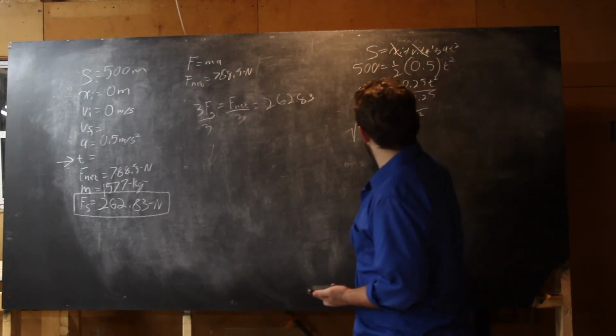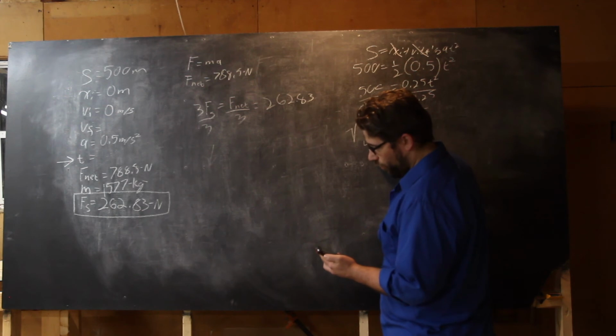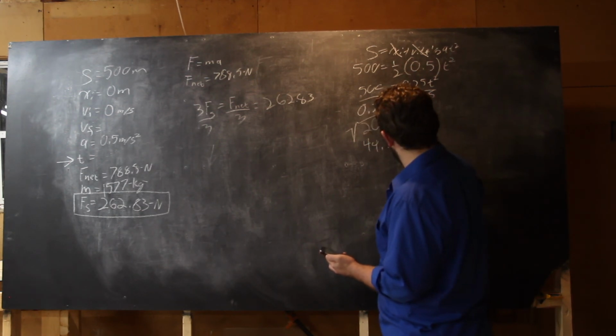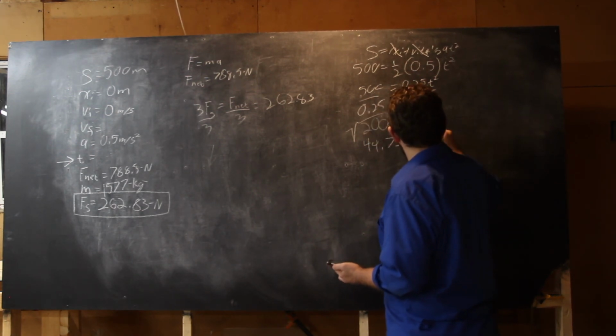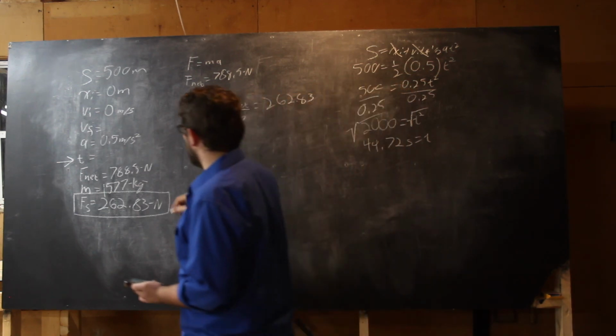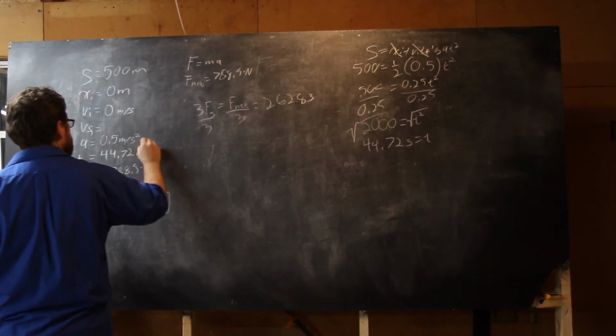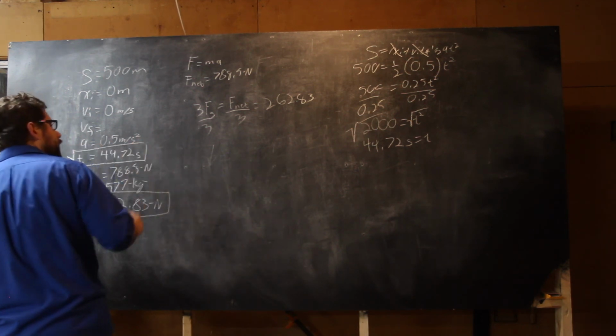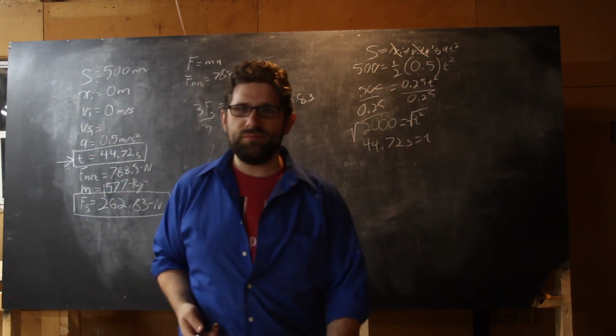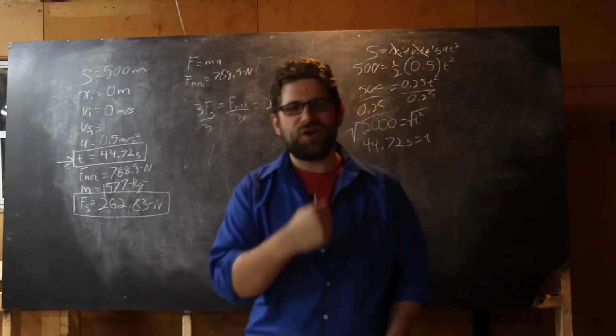The square root of 2,000 is 44.72 seconds equals t. So, 44.72 seconds. And there we go. We've solved our first problem using both forces and kinematics. Congratulations.